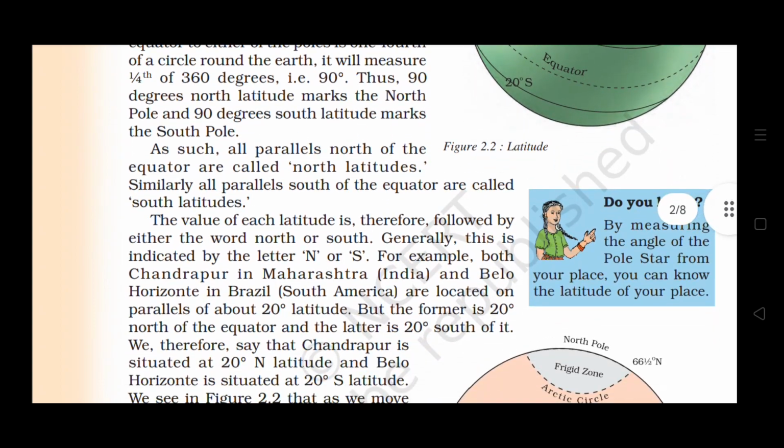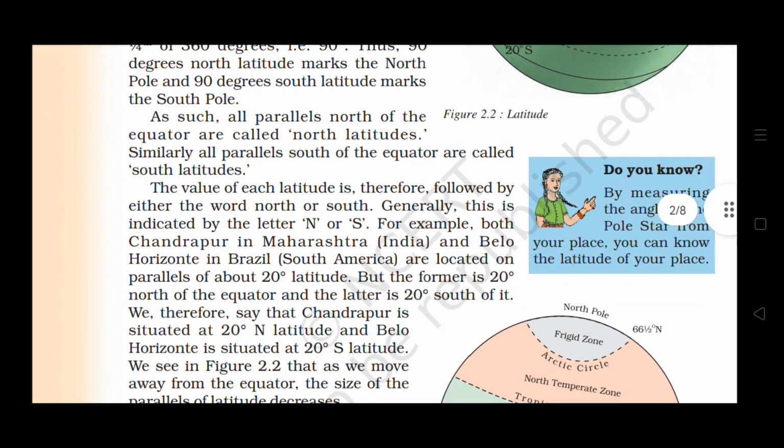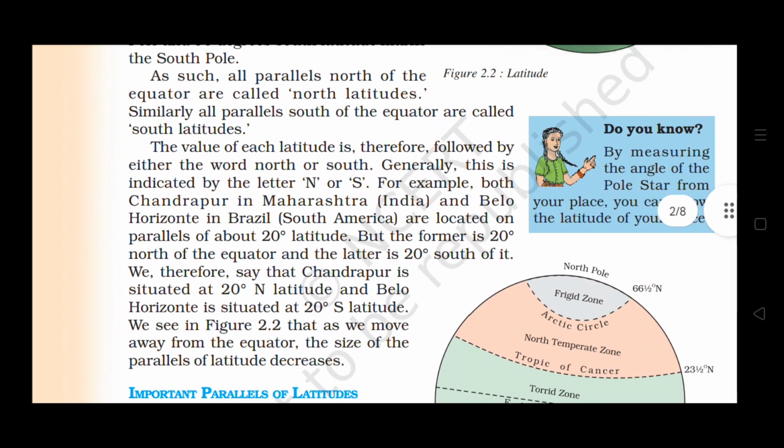As I've already told you, all parallels north of the equator are called north latitudes, similarly all parallels south of the equator are called south latitudes. So obviously all the latitudes above the equator would be called north latitude, and all the parallels below the equator are called south latitudes. The value of each latitude is therefore followed by either the word north or south. This I have already explained to you. Generally this is indicated by the letter N or S.